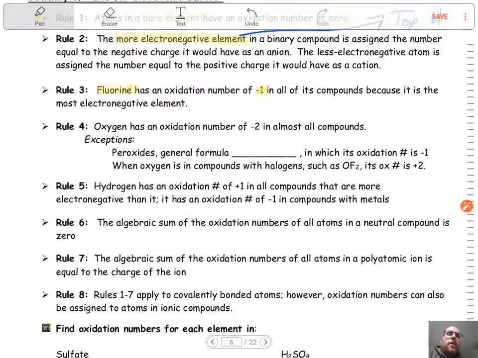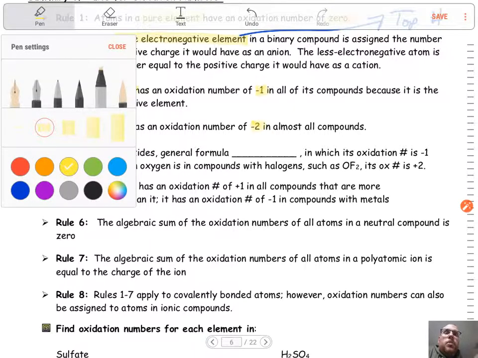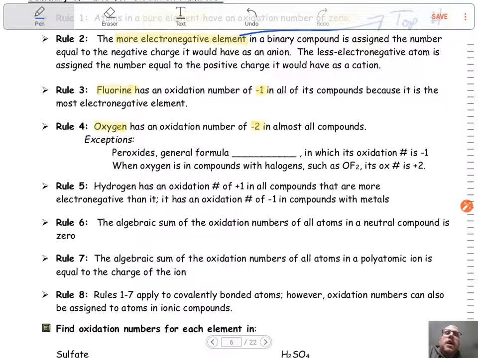So, rule number 4: oxygen has an oxidation number of -2 in almost all compounds. There are only a couple of special ones you've got to be on the lookout for. What I encourage my students to do is, when in doubt, go with -2. When in doubt, oxygen's a -2. But I guarantee there's a high probability that you're going to see one of these peroxides on the Regents exam. It has a general formula of X2O2. The big one you'll probably see is H2O2, hydrogen peroxide.